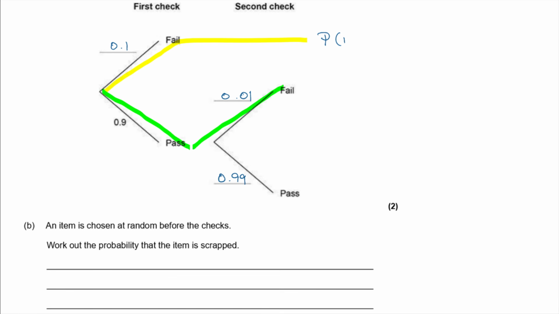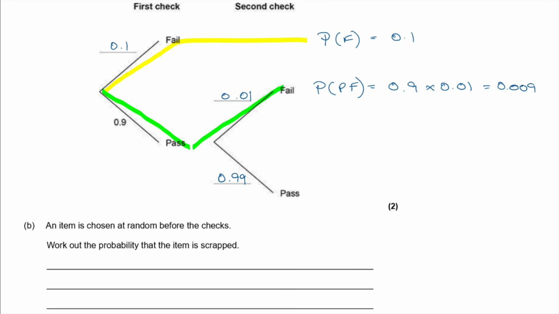So what's the probability of fail? The probability of fail is just 0.1, it's the yellow route. And what is the probability of pass and then fail? Following the route down, that's 0.9 times 0.01, isn't it? Times them through by 100, that's going to be 0.009. That's what I'm going to get for that one.